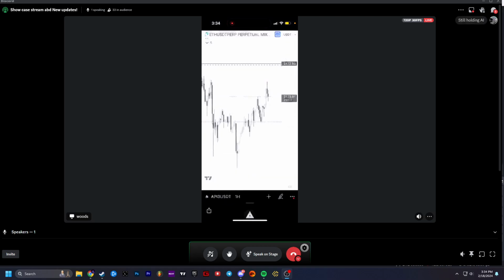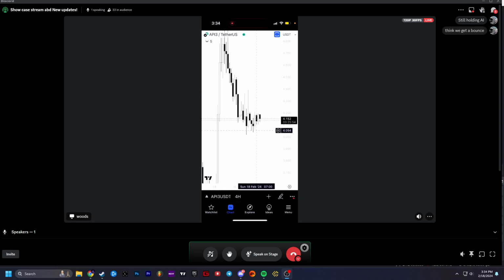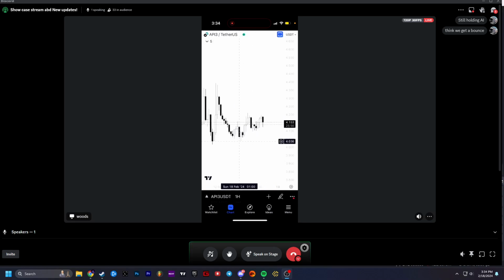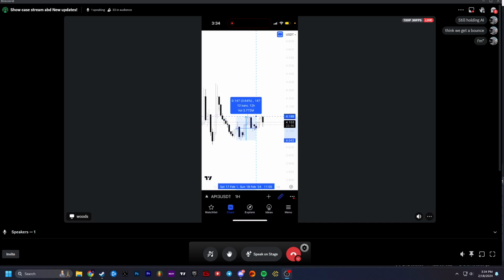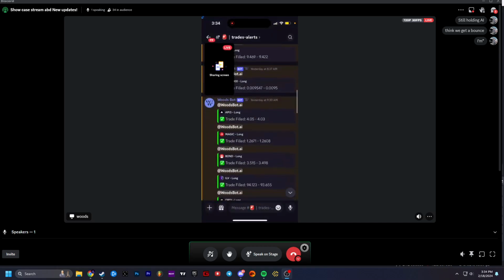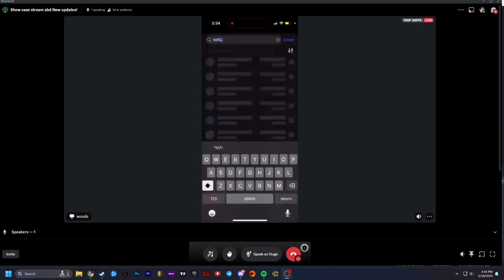Excuse my messy list, guys. API 3,405 yesterday. Bam. It filled the pico bottom right there, and you got 4% off that. Magic 126.7. See what Magic did.